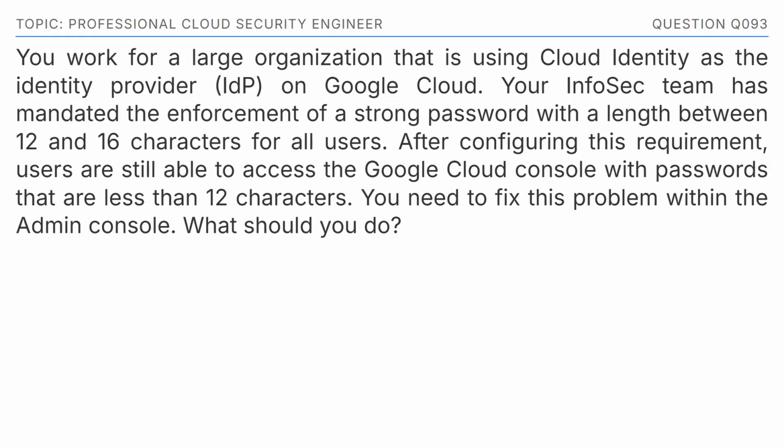You work for a large organization that is using Cloud Identity as the identity provider, IDP, on Google Cloud. Your InfoSEC team has mandated the enforcement of a strong password with a length between 12 and 16 characters for all users. After configuring this requirement, users are still able to access the Google Cloud Console with passwords that are less than 12 characters. You need to fix this problem within the admin console. What should you do?